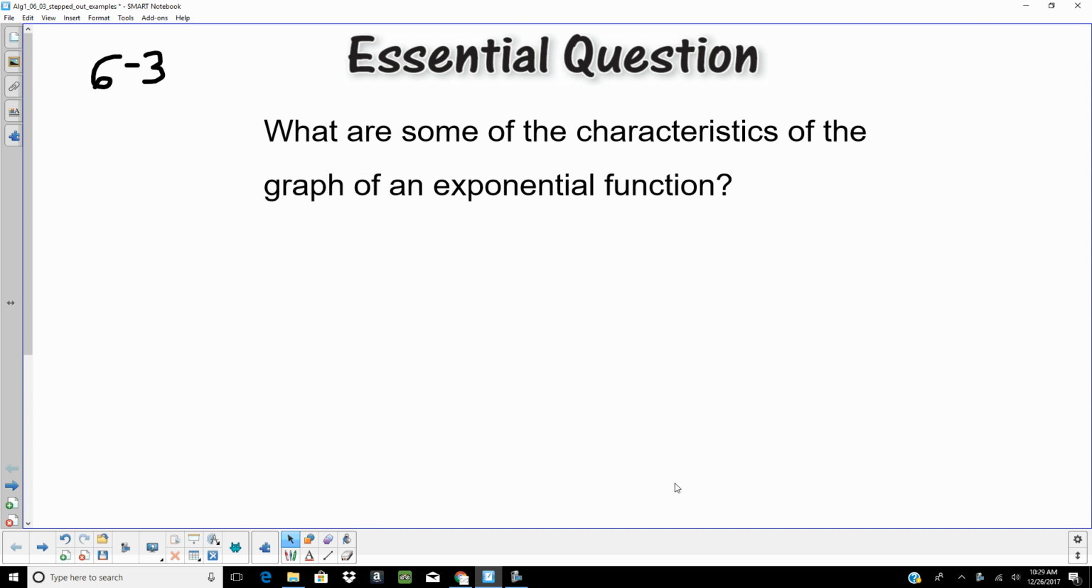Hello, today we are doing Chapter 6, Section 3. Our essential question is, what are some of the characteristics of the graph of an exponential function?